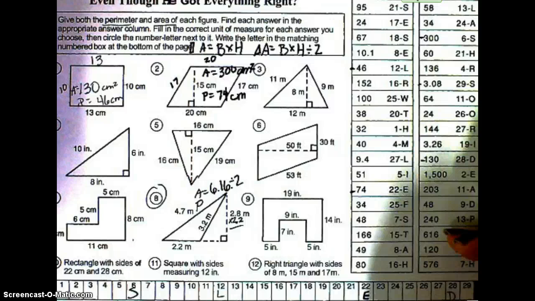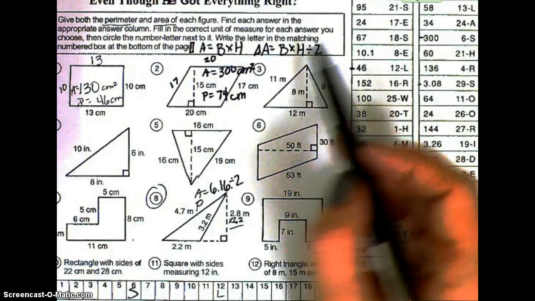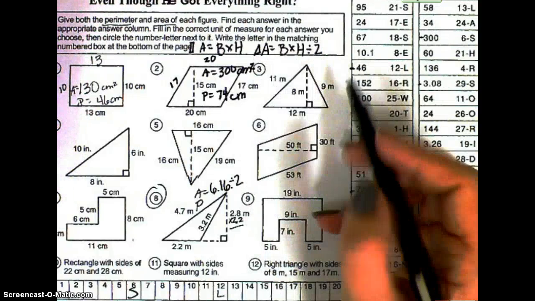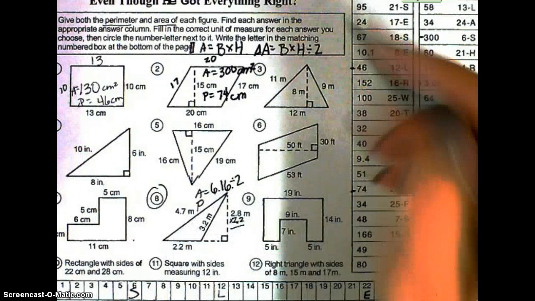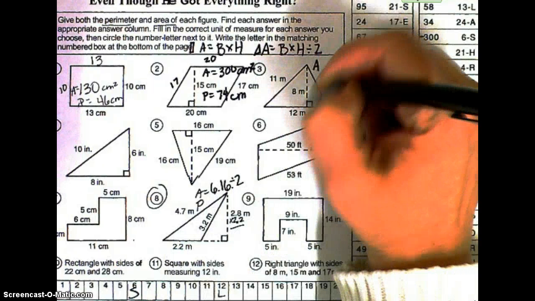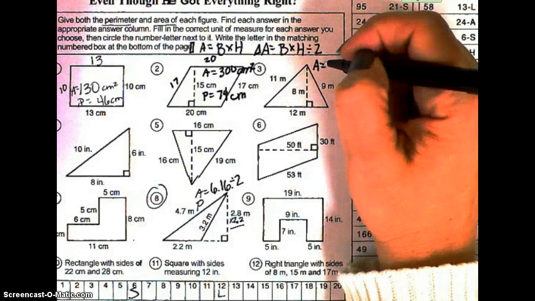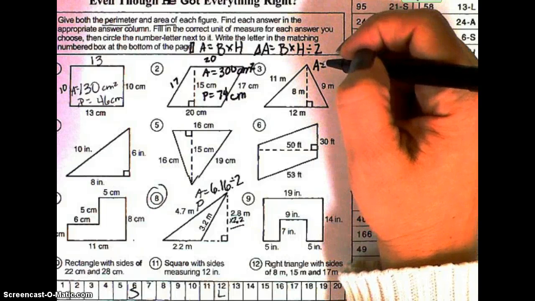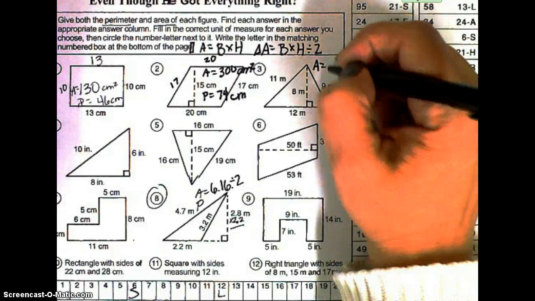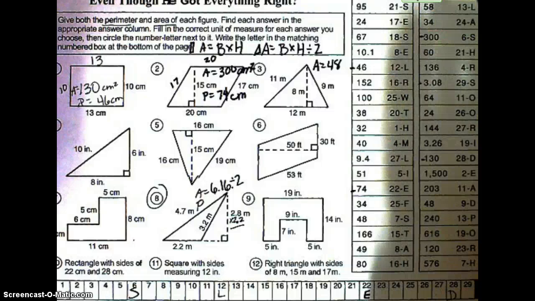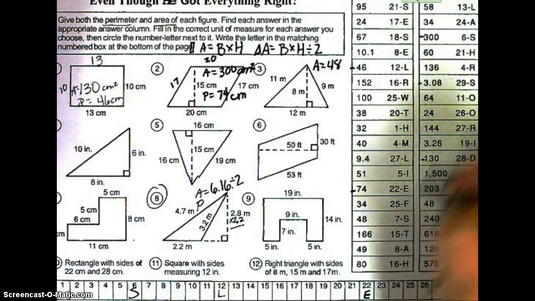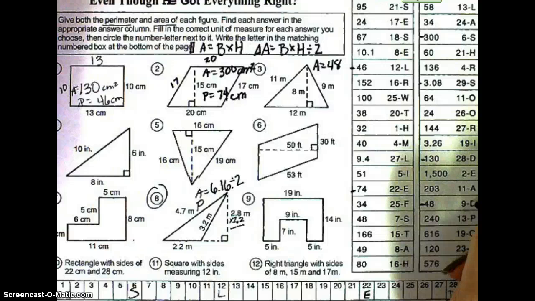Alright, get your calculator ready for the next one. Now we've got a triangle, so we're going to use this formula right up here. So our first one for our area, we want 12 times 8 divided by 2. Try on your calculator. 12 times 8 divided by 2, it equals 96. Divided by 2 equals 48. So we'll find our 48 over here for area. There it is. And so we'll find number 9 and put a D in it.